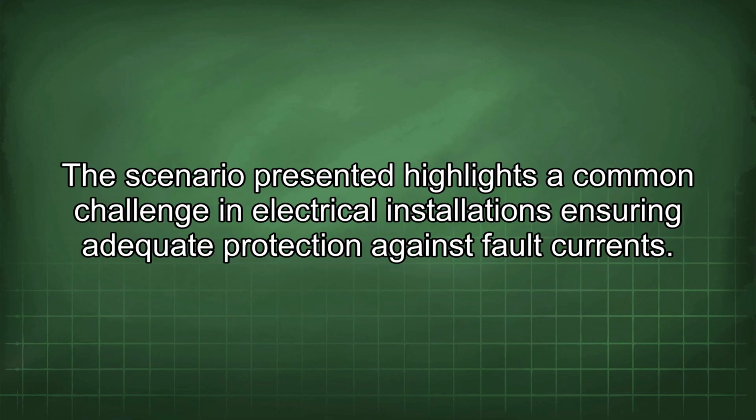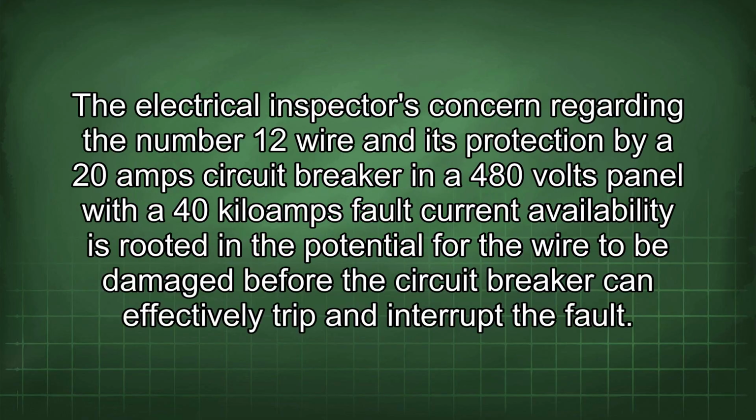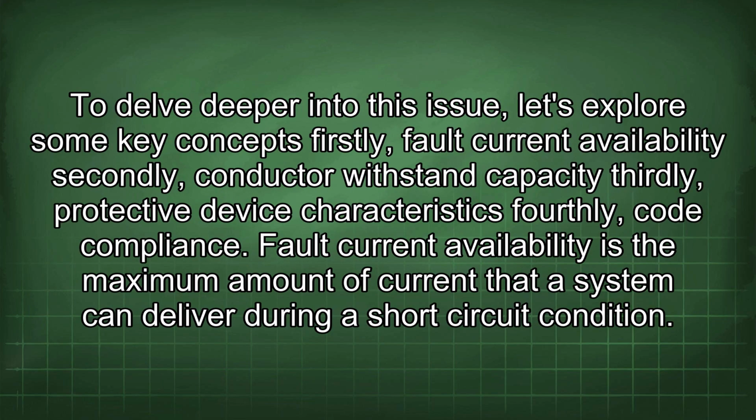The scenario presented highlights a common challenge in electrical installations: ensuring adequate protection against fault currents. The electrical inspector's concern regarding the number 12 wire and its protection by a 20 amp circuit breaker in a 480 volt panel with a 40 kA fault current availability is rooted in the potential for the wire to be damaged before the circuit breaker can effectively trip and interrupt the fault. To delve deeper into this issue, let's explore some key concepts.